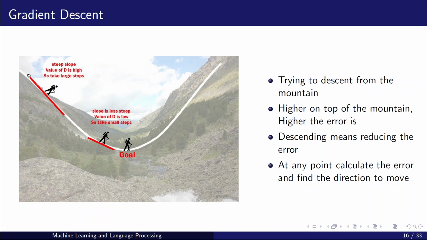So you understood that you should go in the other direction. So you reach here, the error is reduced. So you understood that you are moving in the correct direction. You move a little bit further, again the error is reduced. You move a little bit further, again the error is reduced. So at any point you calculate the error and you descend from there.